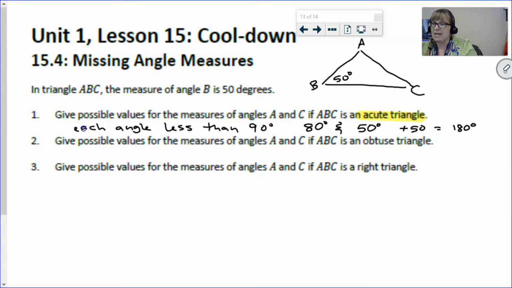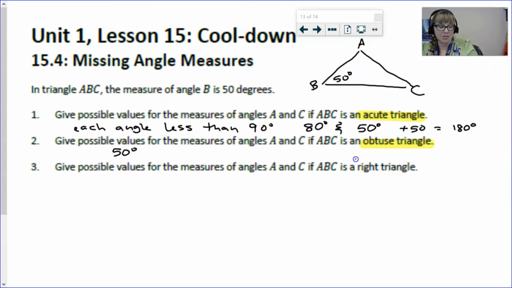Part B. Give possible values for the measures of angle A and C if ABC is an obtuse triangle. This time, one of the angles would have to be greater than 90 degrees. So choose a number greater than 90, but still keep in mind that they all have to add up to 180 degrees. So it's probably not a good idea to pick a number like 160 because 160 plus 50 is way more than 180 degrees. So you can't just pick any number.